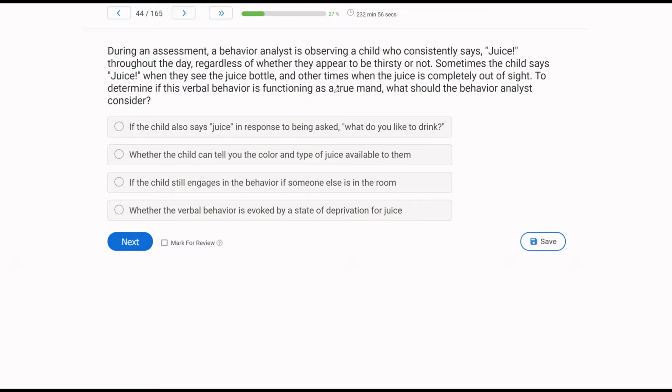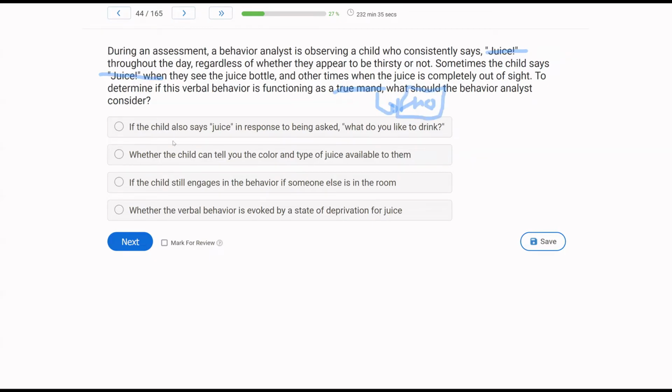With a true mand, what is going to evoke a mand? Well, motivating operations, right? MOs evoke mands. And so if the analyst wants to determine if juice is a mand, they need to determine, is juice being evoked by a motivating operation or something else?